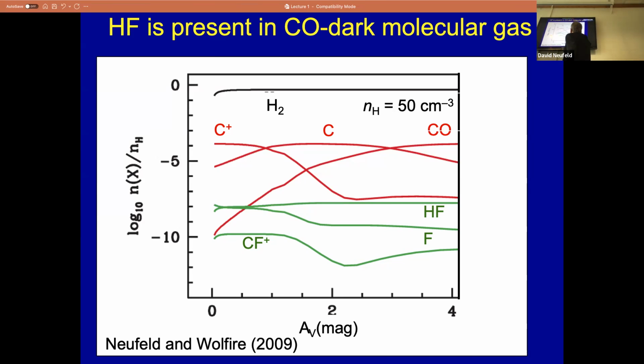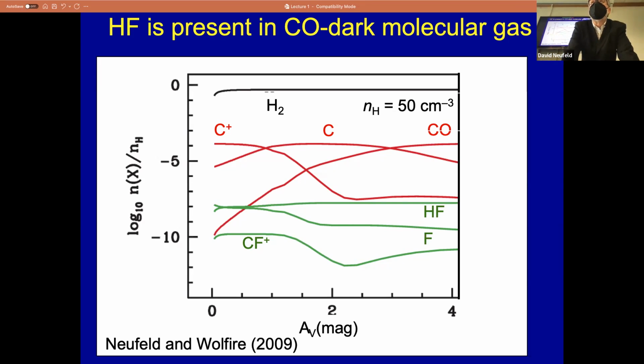And if you look at the fluorine, though, you can see that the hydrogen fluoride, which is this curve, follows H2 very closely. So as soon as you start to get a little bit of H2, you start getting hydrogen fluoride. And what this means then is that you can detect H2 indirectly by measuring HF in regions where it's very hard to detect other molecules, in particular CO, carbon monoxide, which is the main way we look at denser molecular clouds, could actually be less abundant than hydrogen fluoride.